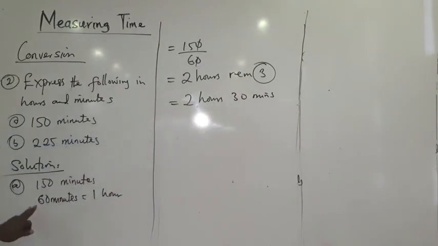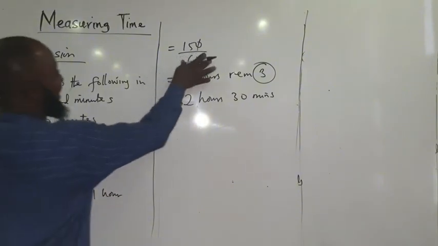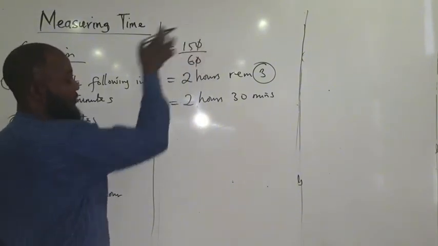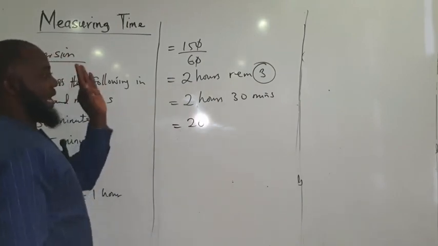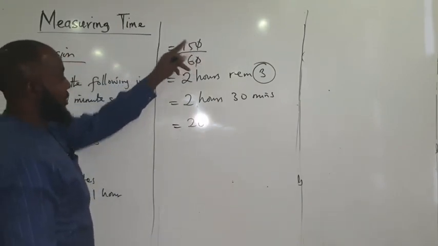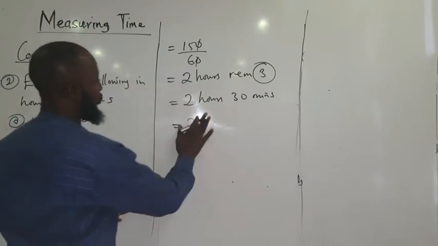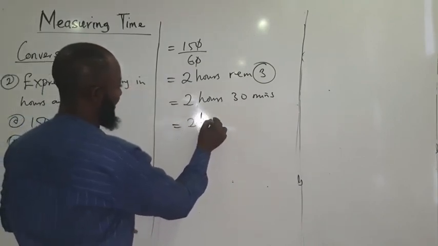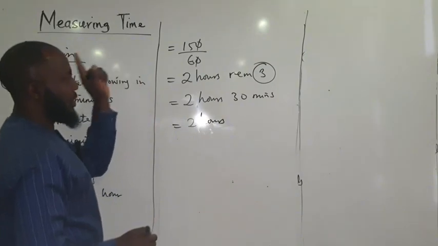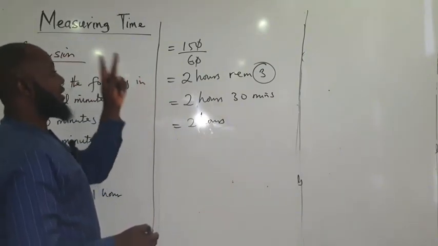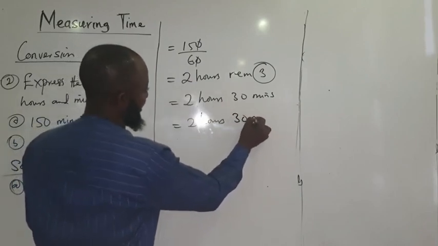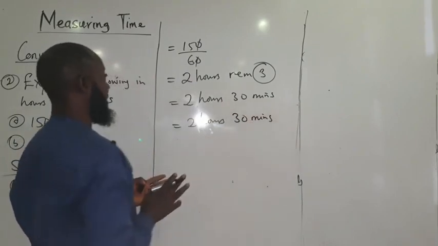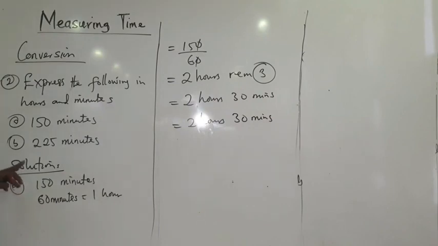Another method you can use is how many 60 can you get from 150? You can only get 2. So it's going to remain how many minutes? Now this is 150 minutes. It's going to remain 30 minutes. So you have 2 hours, because 60 minutes make 1 hour. Then we have 60 twice here. That's going to be 2 hours. Then it remains 30 minutes. So this is still the same thing. Exactly. So let's look at the second aspect.